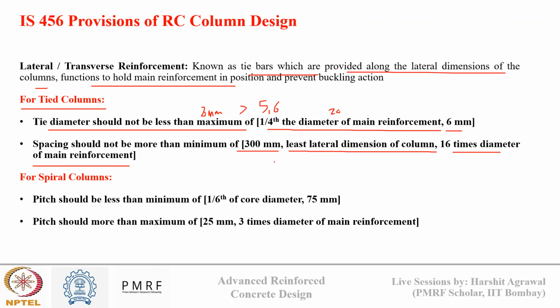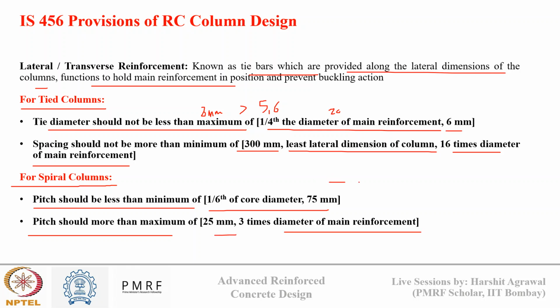So based on these three values we will get the spacing. And for spiral columns where we are providing spiral reinforcement, the code says that the spacing between the spiral reinforcement should be less than the minimum of these two values, and it should be more than these two values. Okay, so there is spacing s that we are providing, it should be more than some values and it should be less than these values. So in between these two sets of values we need to provide the spacing.